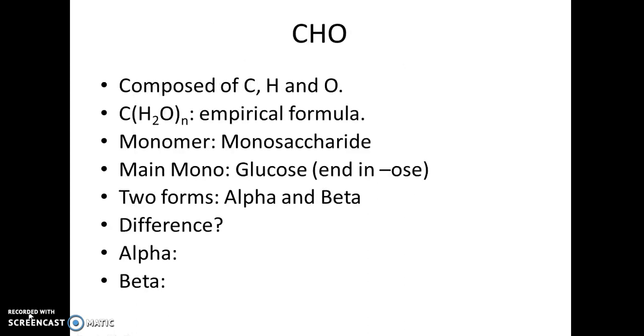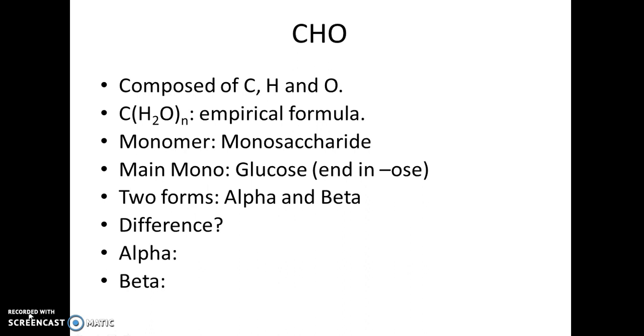So let's move on to carbohydrates. Hopefully today, in this screencast, we'll be able to talk about carbs as well as lipids. So carbohydrates, CHO, they're composed of carbon, hydrogen, and oxygen. That's why I wrote CHO. The formula is C with H2O to the n power, like C6H12O6, we put the 6 in the end, the C6H12.